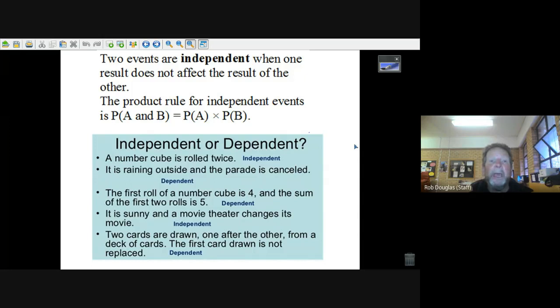Okay, we're going to look at the idea of independent and dependent events in probability. First, what does this mean, independent or dependent? Well, a number cube is rolled twice. So you've got a 1 to 6 cube and you roll it, and then you roll it again.